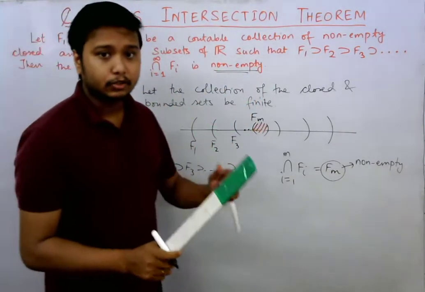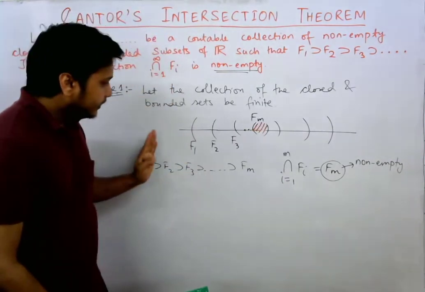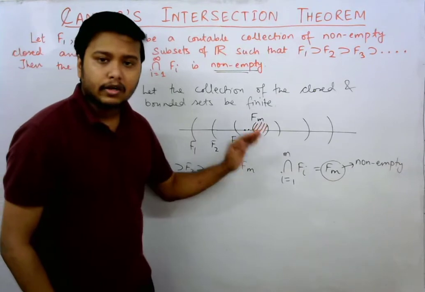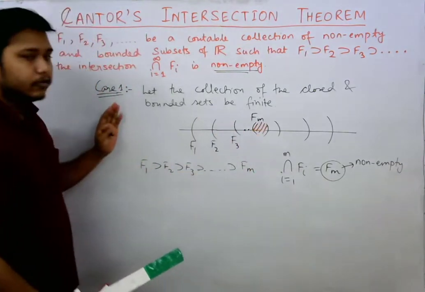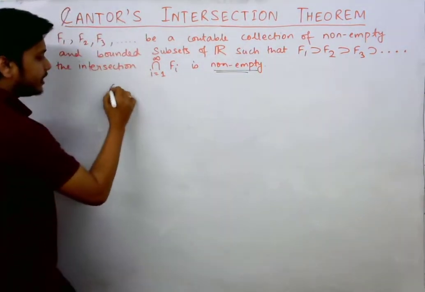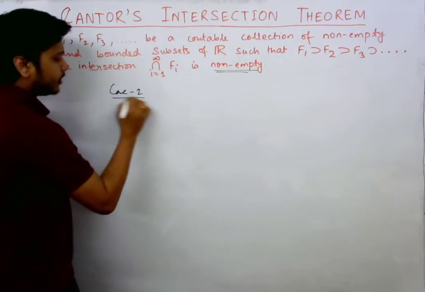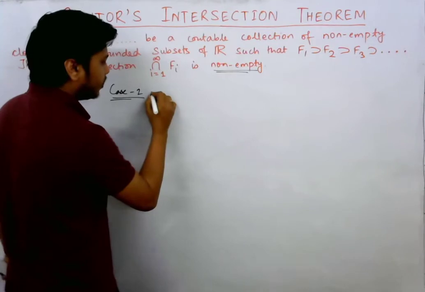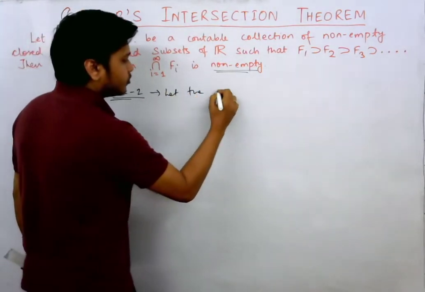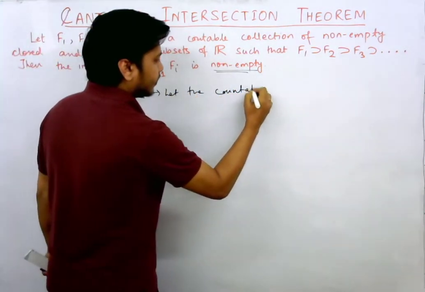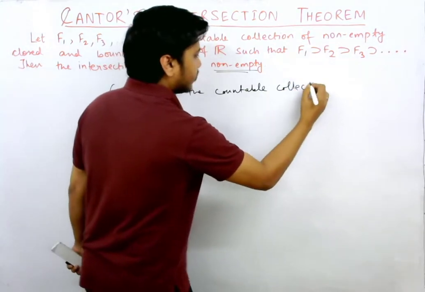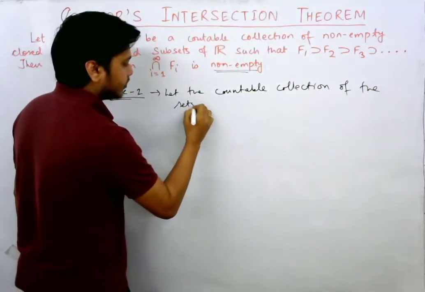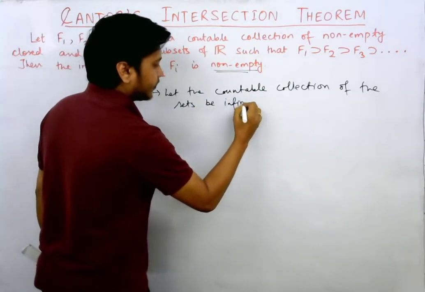Now we'll come to case 2, where we'll assume that these sets are not finite. It goes on and on infinitely. So let me come over to case 2. In case 2, I am assuming that my countable collection is infinite. So let the countable collection of the sets be infinite.